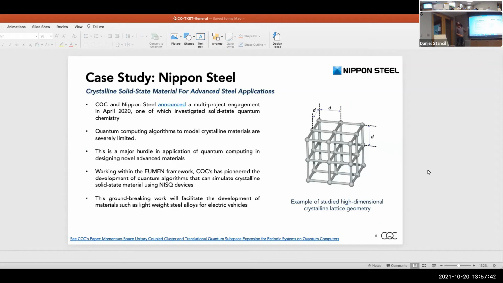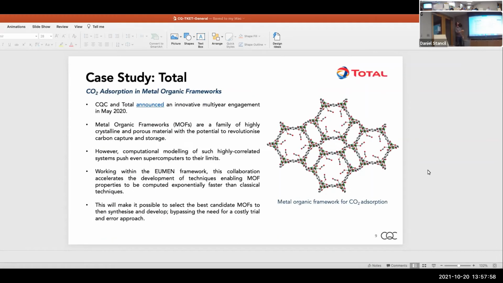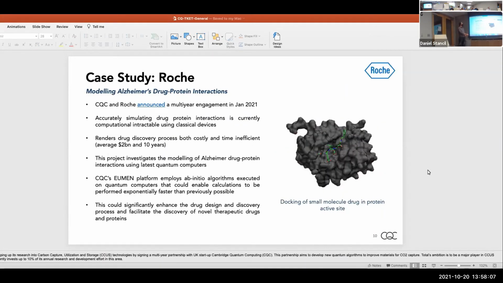So a few examples. Nippon Steel hired us to work on a project for studying this metallic structure. And this is a big topic in quantum computing because classical computing has great difficulty modeling these highly correlated systems. And so this was one project. Total hired us to work on a project with carbon capture. And obviously this has a lot of implications for environmental studies and making the environment better. We're working on a project right now with Roche. Many of you are probably familiar that drug discovery is a major topic in quantum computing. And so we're working on a project for Alzheimer's drug discovery, modeling chemical interactions to see how these molecules fit in with proteins with an eye towards Alzheimer's drugs.